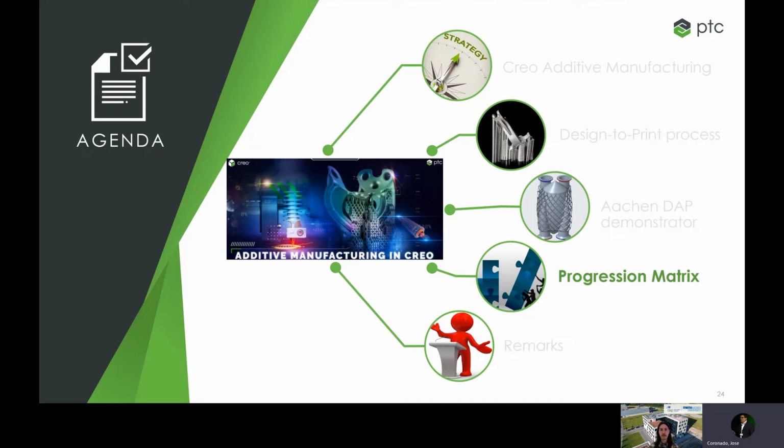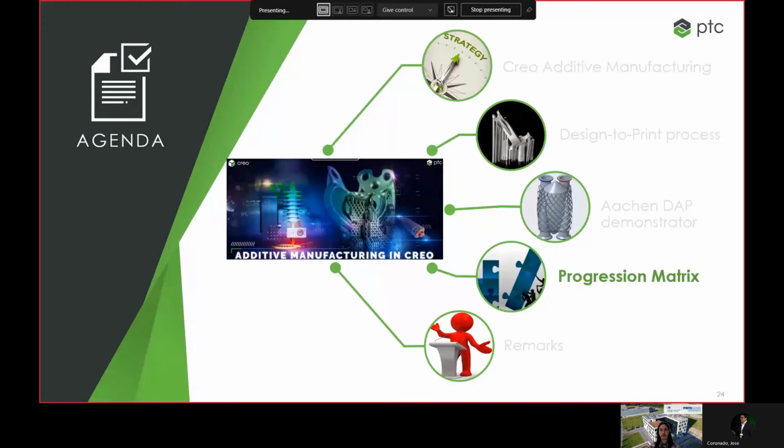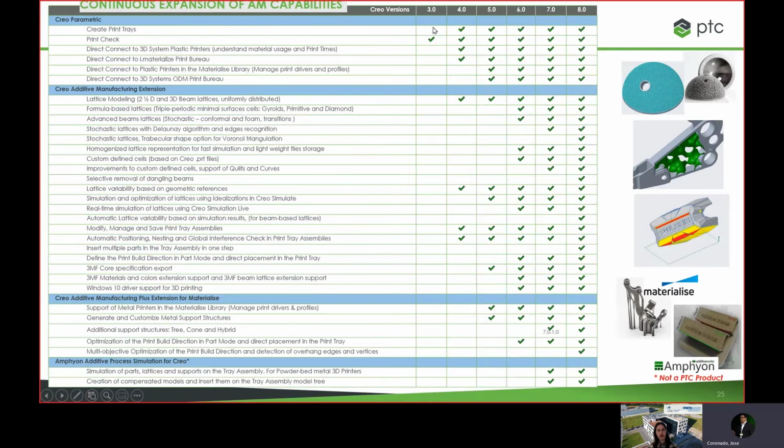So let's continue. I would like to take one minute to describe the progression matrix of Creo. Since Creo 3, we have been building functionality related to additive manufacturing in Creo. We started with lattice modeling, different types of lattices. The most advanced stochastic trabecular shapes were done in Creo 8, for instance.